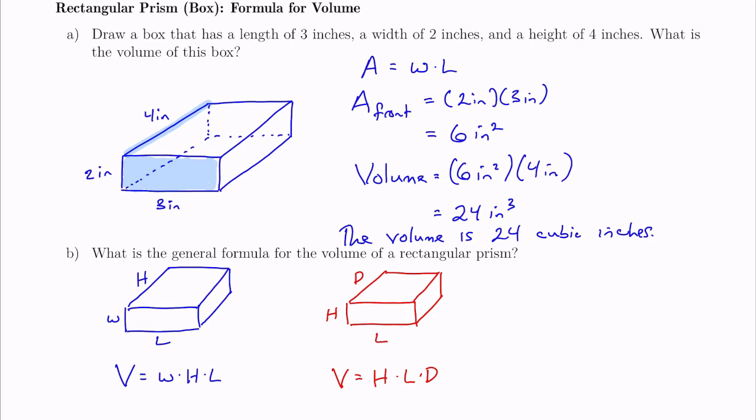No matter what you call it, you're still doing the same basic calculation. You are finding the area of that front surface and multiplying by how far back it goes.